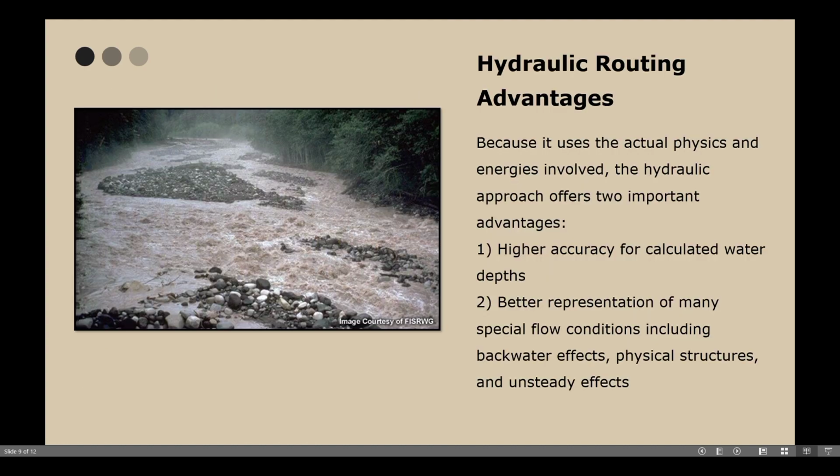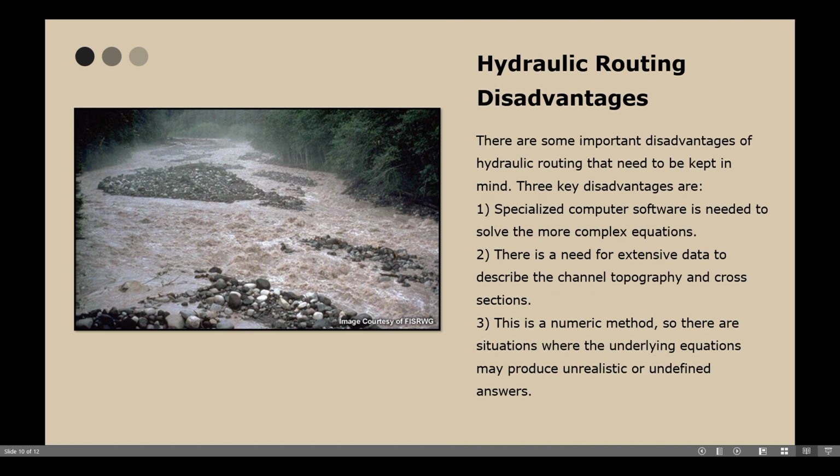Hydraulic routing advantages. Because it uses the actual physics and energies involved, the hydraulic approach offers two important advantages: higher accuracy for calculated water depths, and better representation of many special flow conditions, including backwater effects, physical structures, and unsteady effects.